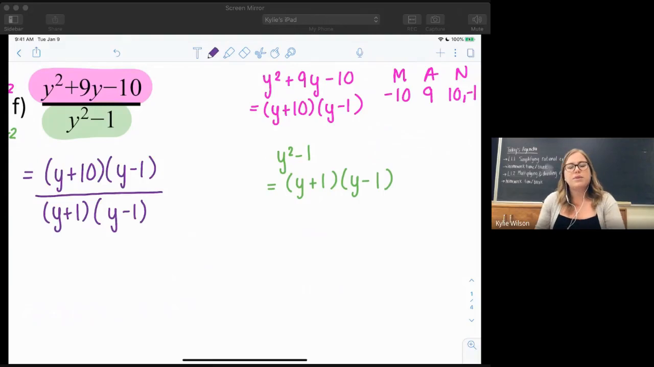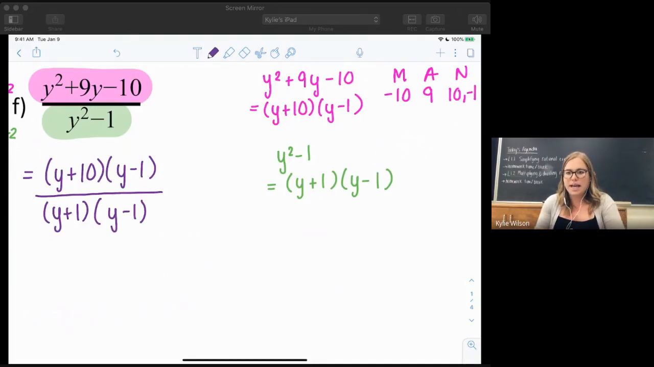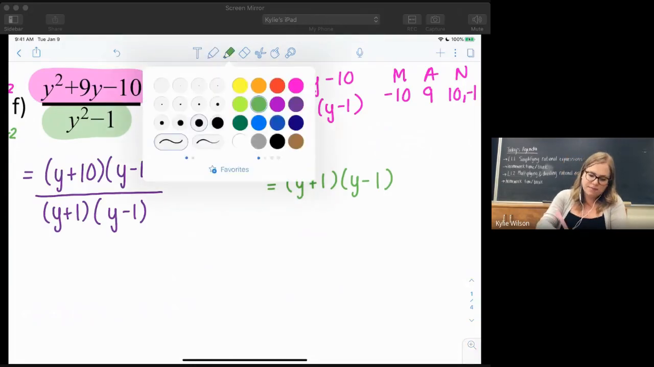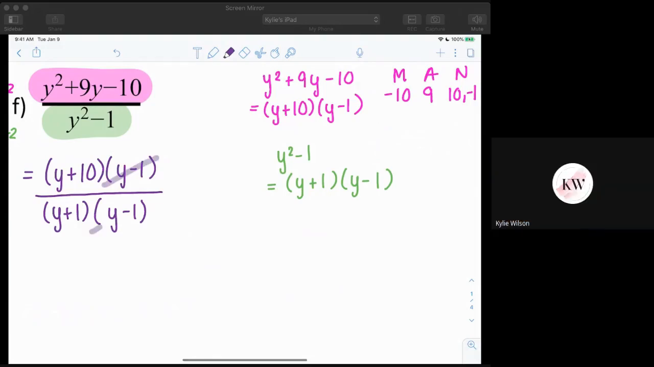Now that everything is in brackets and multiplying, so this is being multiplied by that whole thing, we can start canceling things. Because I have a y minus 1 in the numerator and in the denominator, that part can get canceled out. So I have a y plus 10 all over y plus 1. And I can no longer cancel things out because these whole brackets don't match. It has to be the whole thing that matches.